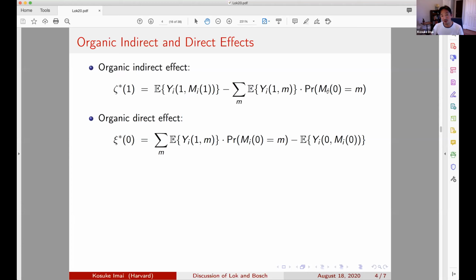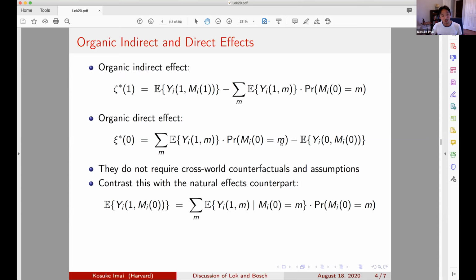So now you can immediately see that this is identifiable if you can randomize the mediator. This is also identifiable once you randomize the treatment. So these two quantities are identifiable without any cross-world counterfactual assumption. Sometimes you might condition on the covariates, but the idea is the same. So that's basically the attractive property of this new quantity that Judith talked about.